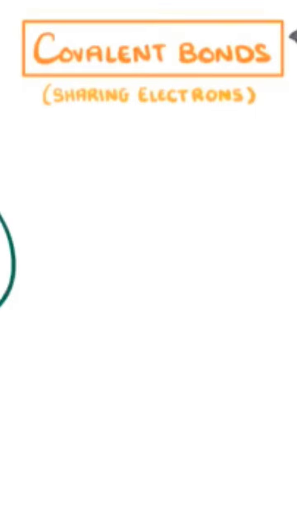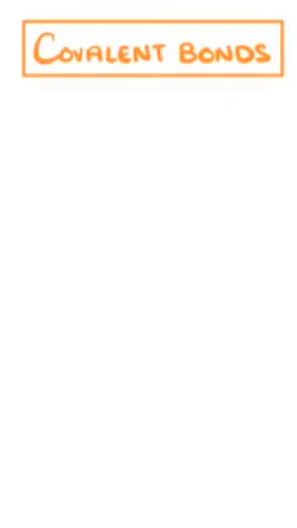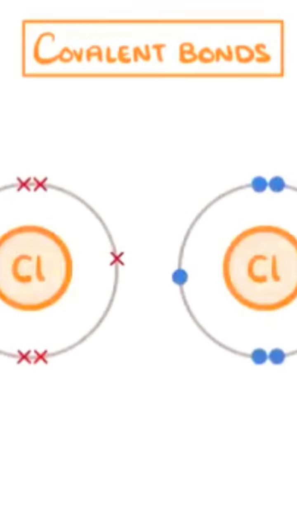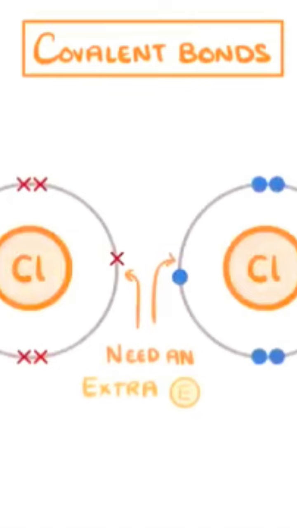Now, this works great when one of the atoms has too many electrons and the other one has too few, like with sodium and chlorine. But what about when we have two non-metal elements, like two chlorine atoms? Well, in this case, both of them need an extra electron to get a full outer shell, so giving electrons to each other isn't going to help.